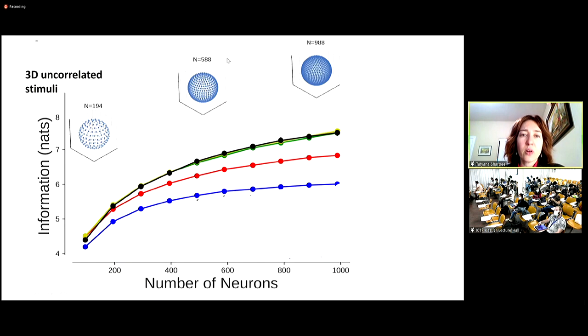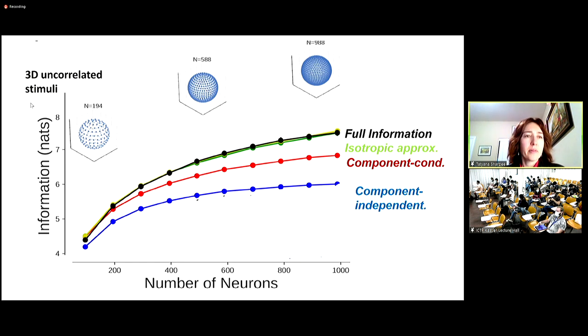This is for stimuli that are three-dimensional, and the stimuli are uncorrelated, and they are also isotropically distributed on a sphere. So you can have the Poincaré ball not only in two dimensions, but as a generalization in higher dimensions. The axis for the information is on the y-axis, and the black line is this Monte Carlo estimator that technically should be unbiased as long as the noise correlations are zero.